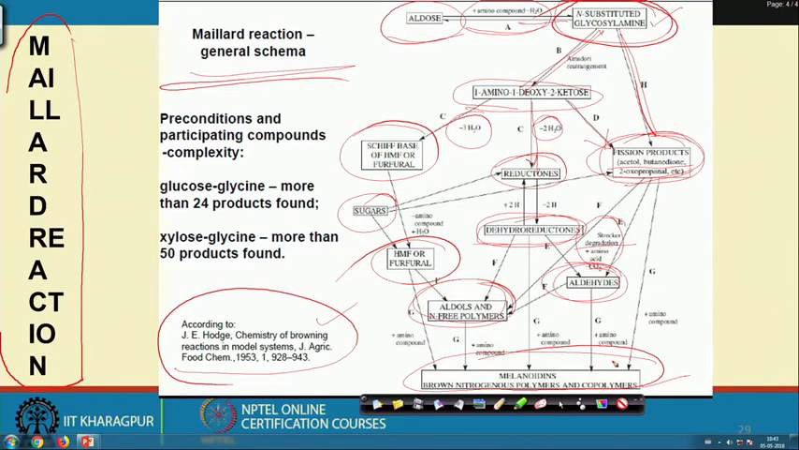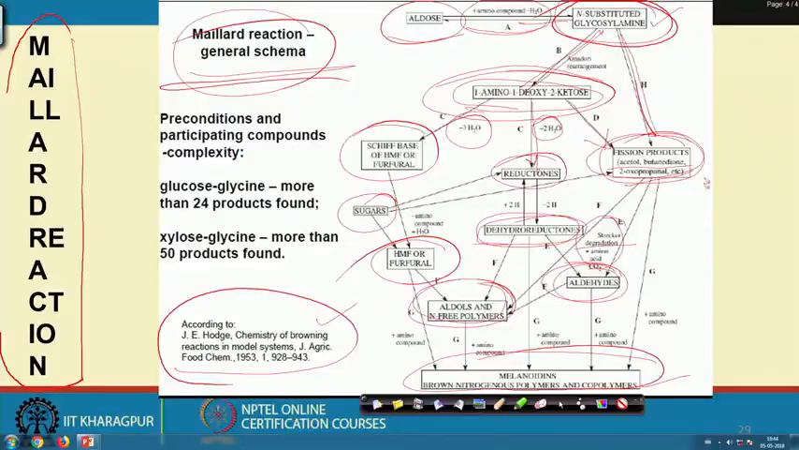There are many cases, in many books also it is available, that this scheme is even more complicated, and they have introduced intermediate pathways, intermediate processes, intermediate products which are developed. Now it depends on the extent of the reaction where it is getting ended. That is why it is very difficult in Maillard reaction to predict what will be the end product, right. What will be the end product?